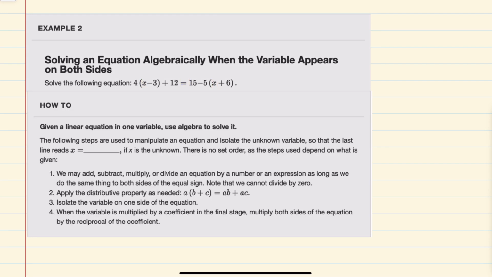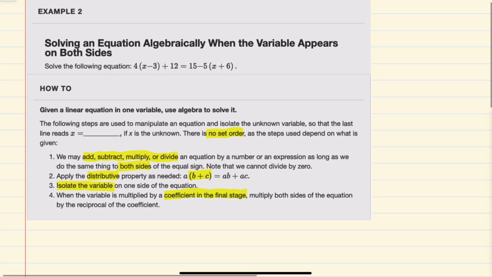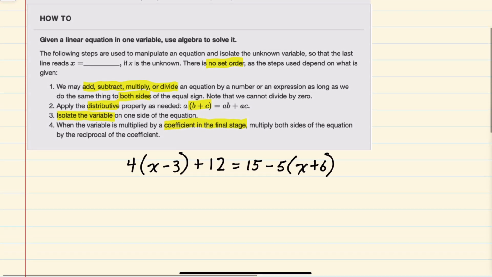And in a previous example, we were given these how-to steps where we were told that we could add, subtract, multiply, and divide as long as we do so on both sides of the equal sign, how to get rid of parentheses with distribution, our goal of isolating the variable, and how to remove a coefficient in the final stage, and that we can use these with no set order depending upon what's given. So in this example, we can follow these steps.